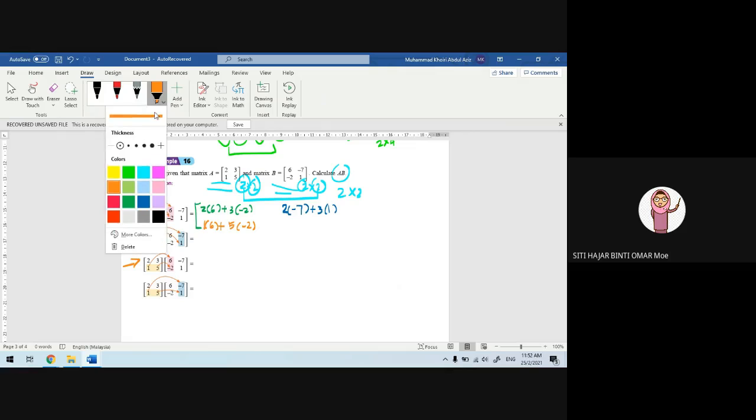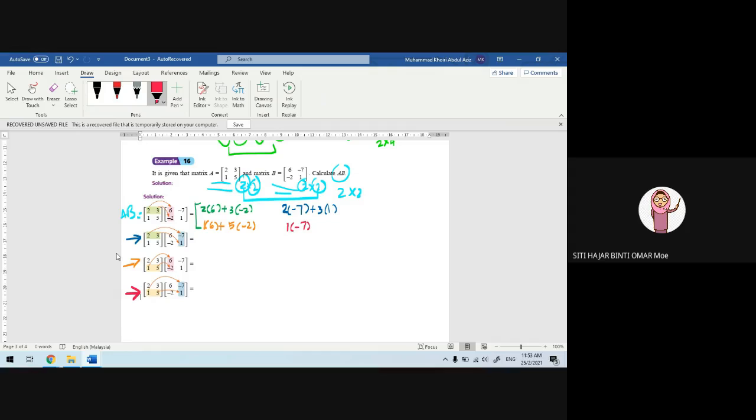Okay. Next color, I use a different color. This one, take a look at the arrow. 1 and negative 7 multiply, plus 5 and 1. Okay? That's how you write your answer. First step. This is your first step.